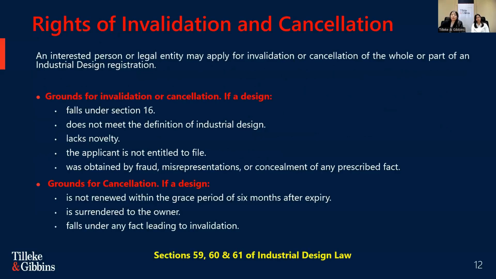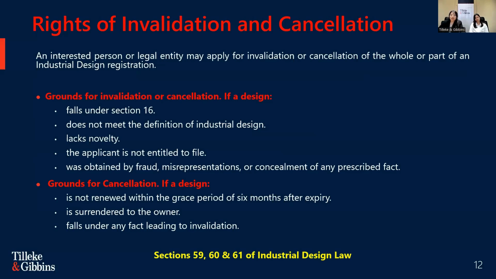Then I will go on to highlight invalidation and cancellation. According to Section 59, if any registered industrial design is contrary to the grounds for invalidation or cancellation provided in the law, any relevant interested person or legal entity may apply for invalidation or cancellation of the whole or parts of the industrial design registration. The grounds for invalidation or cancellation are described in Sections 60 and 61 of the law.